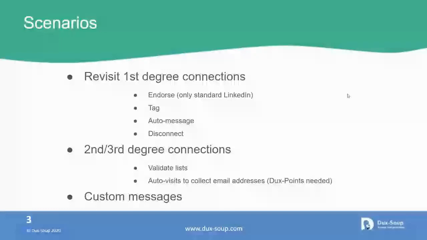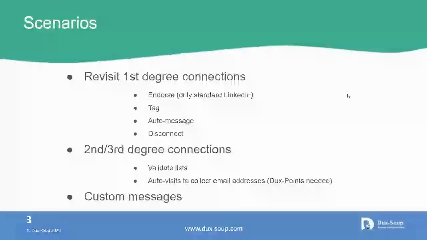So what sort of scenarios would you want to do this? Perhaps when you're engaging with your first degree connections. Now, your first degree list may contain, for example, family, friends, colleagues who you don't want to send automated messages to. So how do you most simply manage this? First of all, you could, for example, scan your list of first degree connections, download that, edit that list according to who you want to reach out to, and then upload that list back into Dux Soup, making use of the revisit tool.